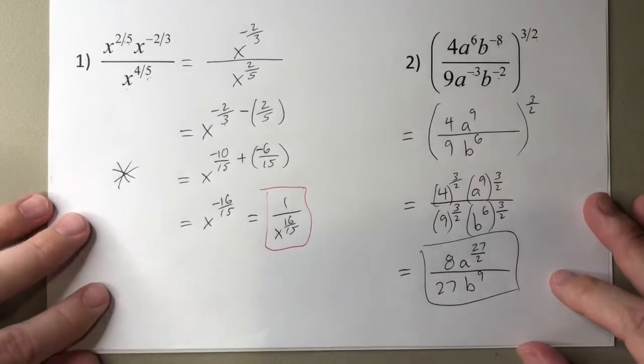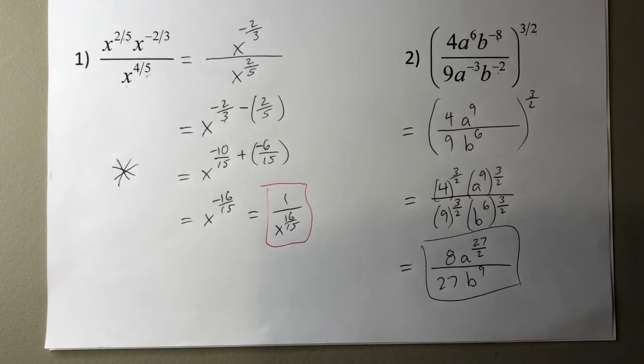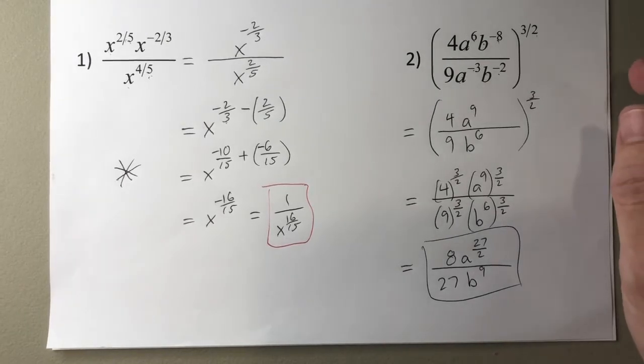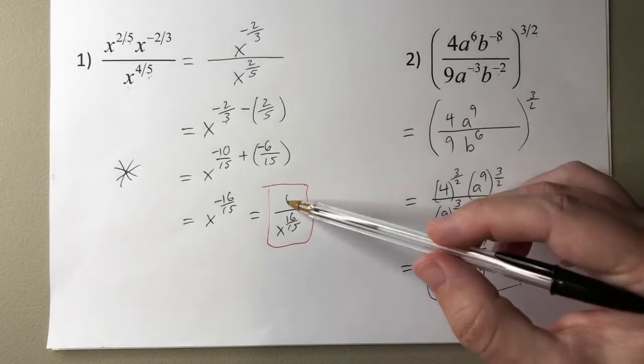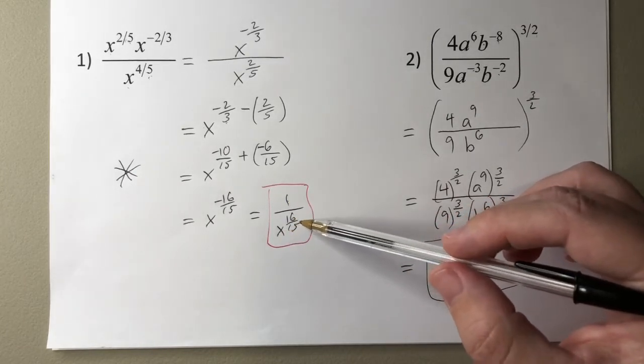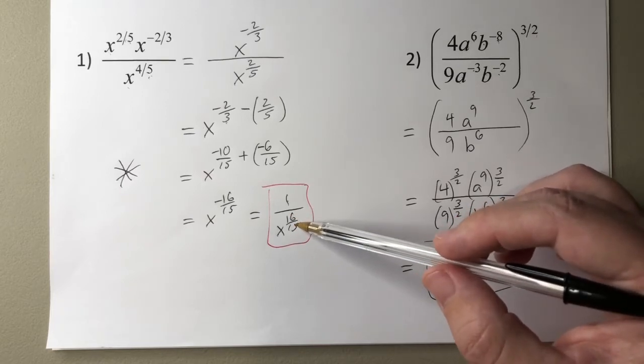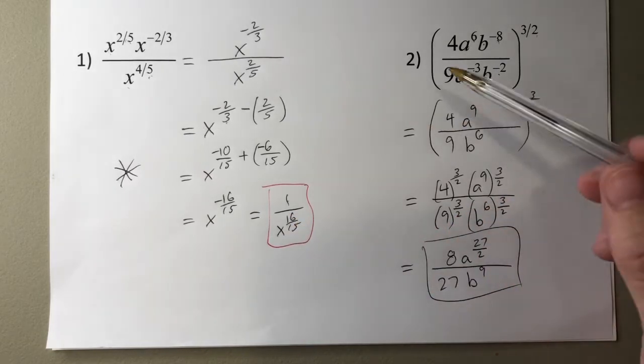Okay, now I know it may seem like there's a lot going on, and there is a lot going on. These can be tricky, but if we understand those properties, then we should be in good shape. Okay, so 1 over x to the 16/15. Well, we're not allowed to have a fractional exponent occurring in the denominator. So there's different ways to do this.